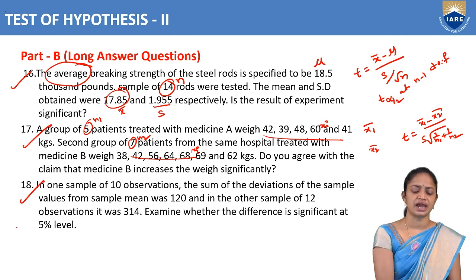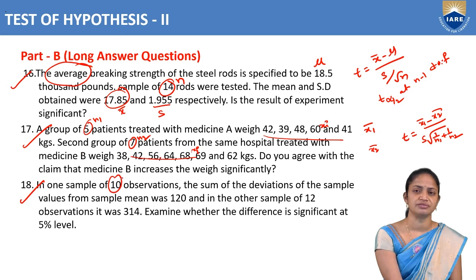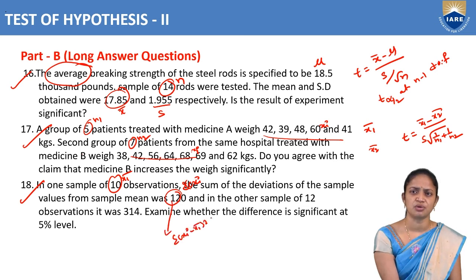Now coming to the 18th question: in a sample of 10 observations, the sum of squares of deviations of the sample values from the sample mean was 120. In the other sample of 12 observations, it was 314. Examine whether the difference is significant at 5% level. So here also they have given x1 bar, and they have given summation xi minus x1 bar whole square.